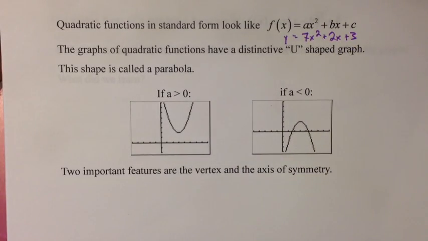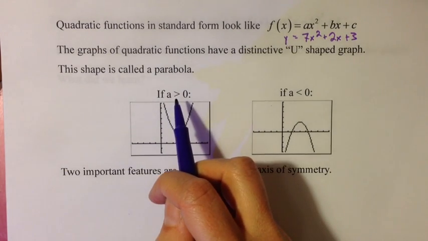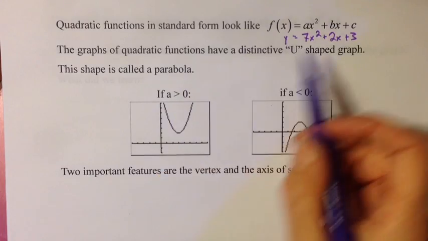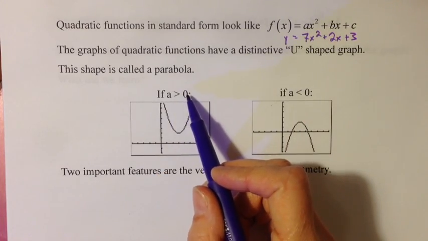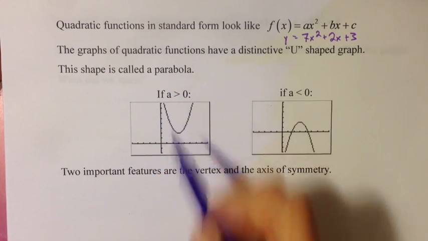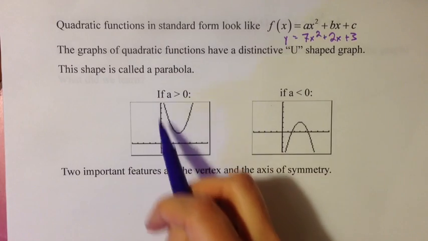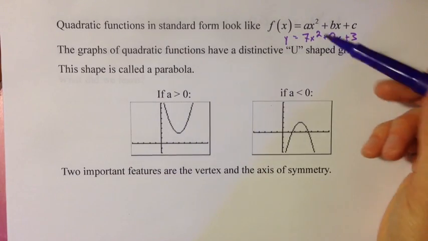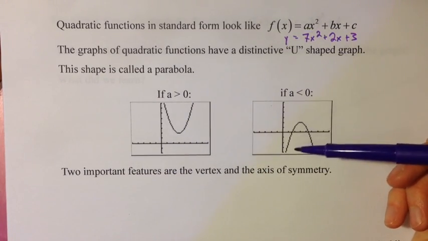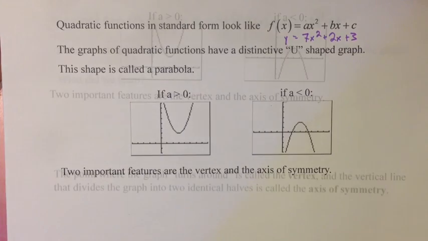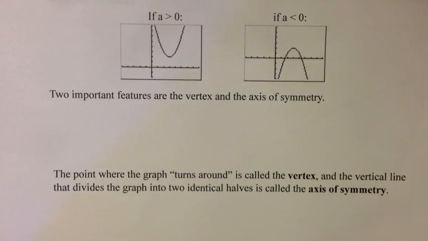The graph of a quadratic function has a distinctive U shape that we call a parabola. You may have seen it before. If your leading coefficient, a, from up here, is positive, then your parabola will open upwards and it'll look like an upwards facing U. If your leading coefficient is negative, then your parabola is going to open down and look more like this.